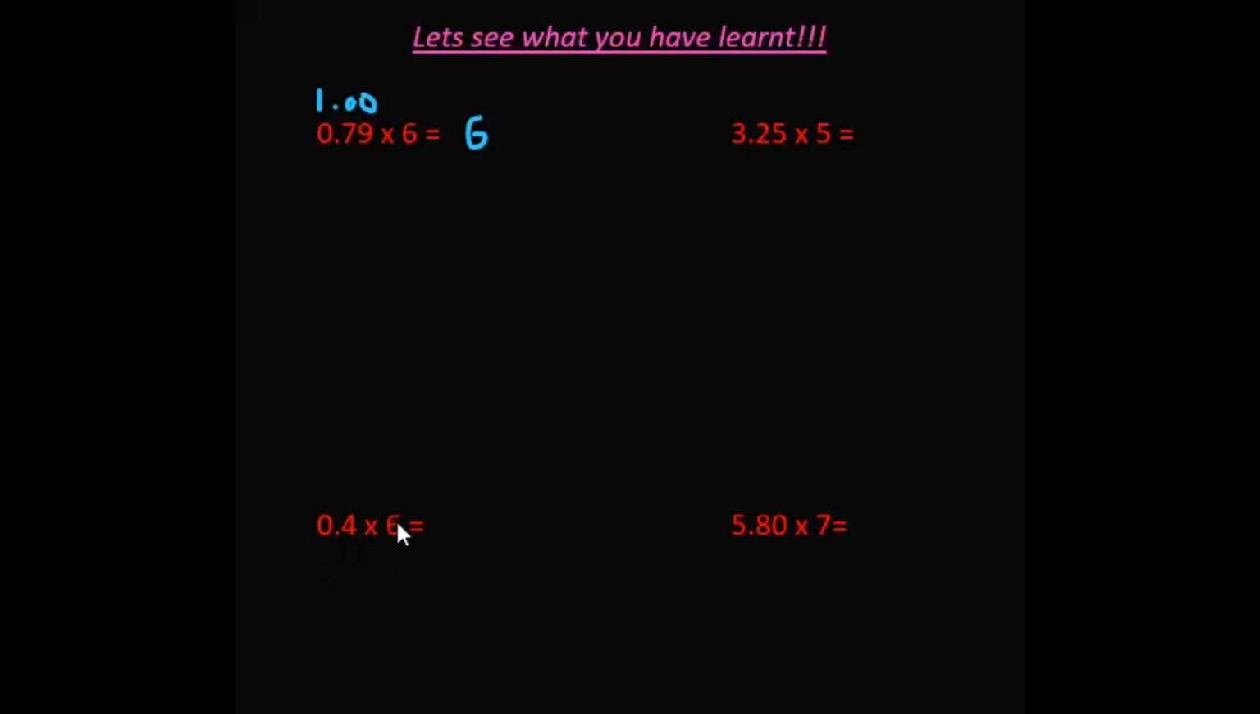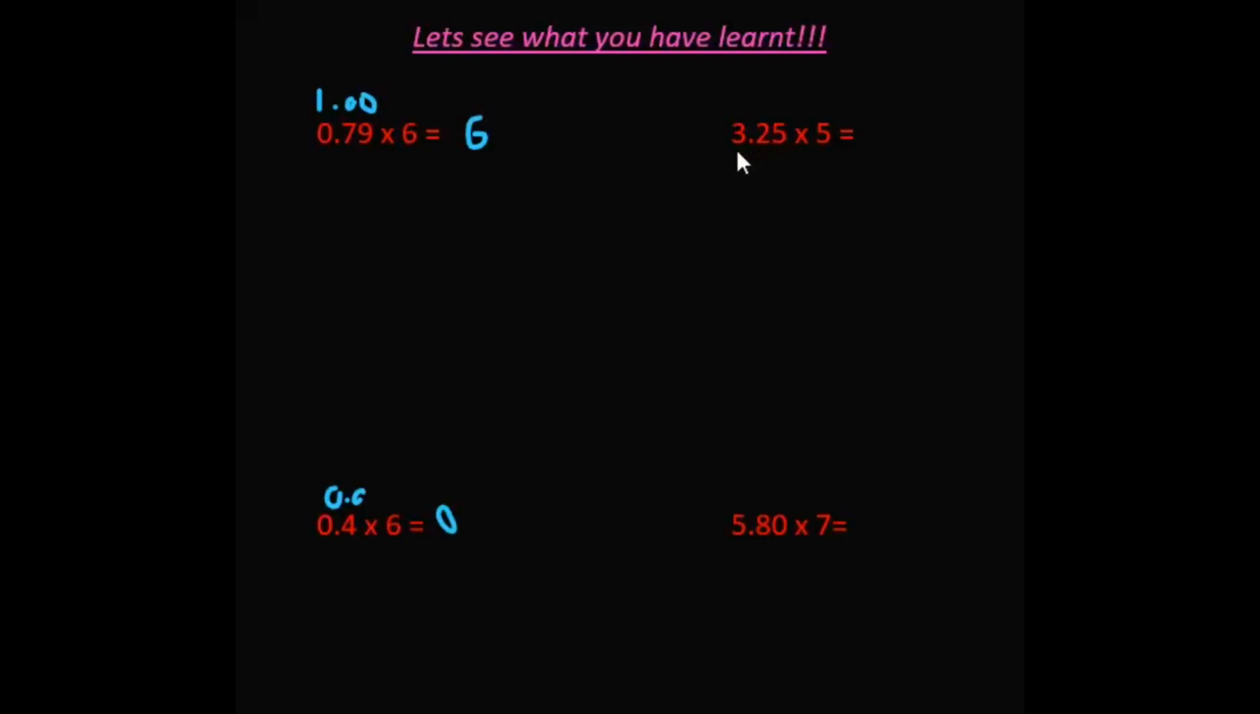0.4 times 6. 0 and 4 tenths times 6. We know that 4 rounds down, because 4 or less rounds down. So this will equal 0. So this is basically asking 0.0 times 6, and 0.0 is basically 0. Anything times 0 equals 0. So 0 times 6 equals 0. So 0 and 4 tenths times 6 is about 0. Now let's move on to the next problem.